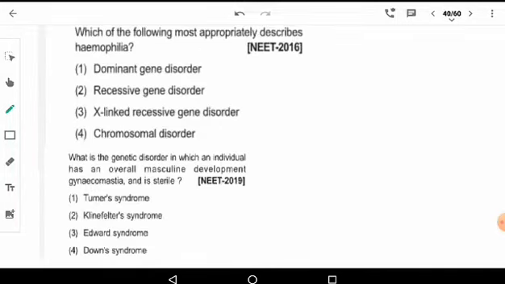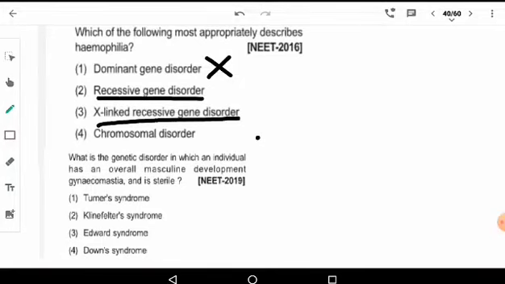Now let's look at the next question. Which of the following mostly describes hemophilia? Dominant linked disorder, no, that is a recessive linked disorder. Yes, but it is an X-linked recessive gene, right? So this is also correct, but this is more correct. So this should be the answer.